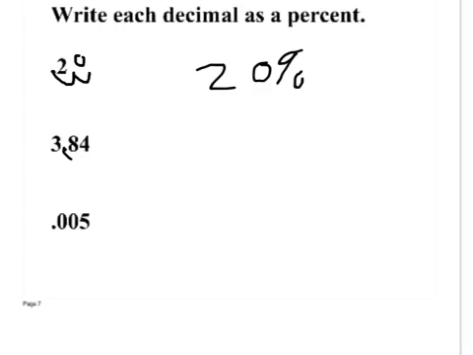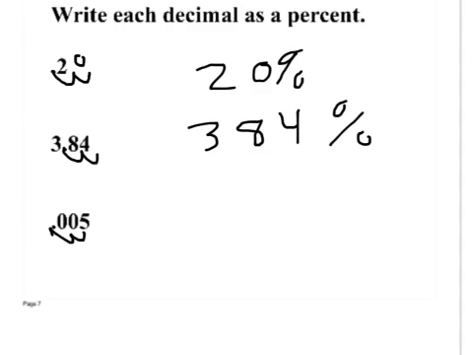3.84, we move it 2 places to the right. So 3.84 is 384%. And 0.05, move it 2 places. So 0.05 is 5%. Any questions on how to do that? Pretty simple.